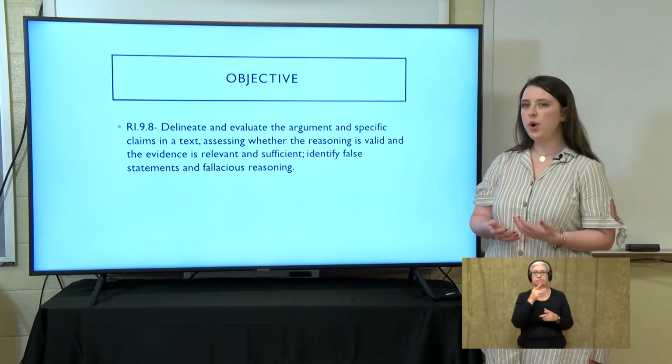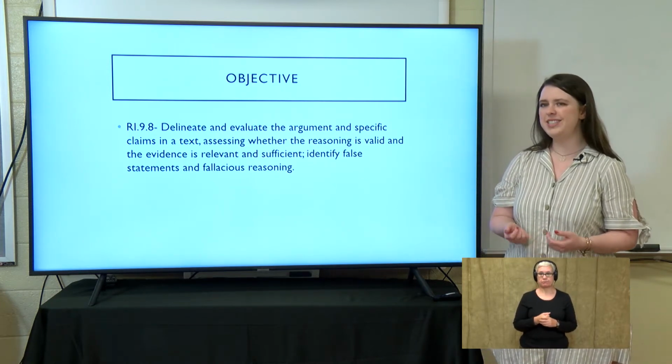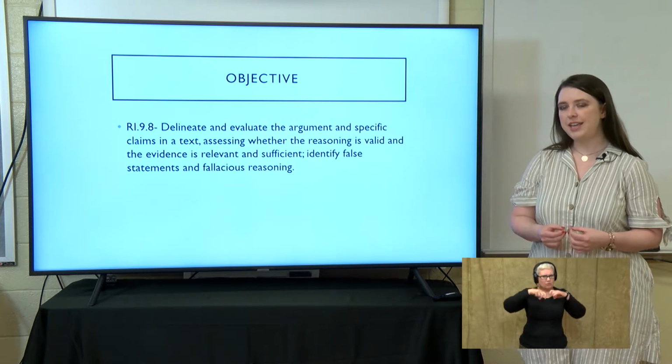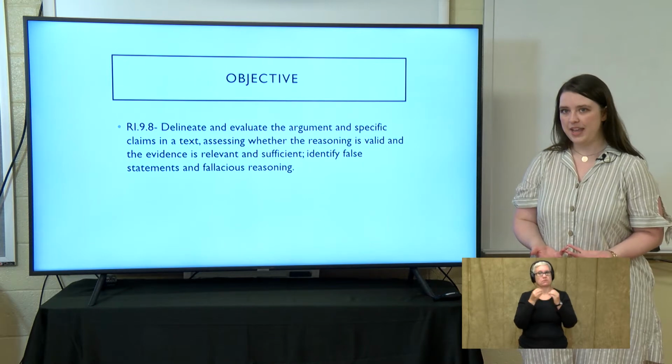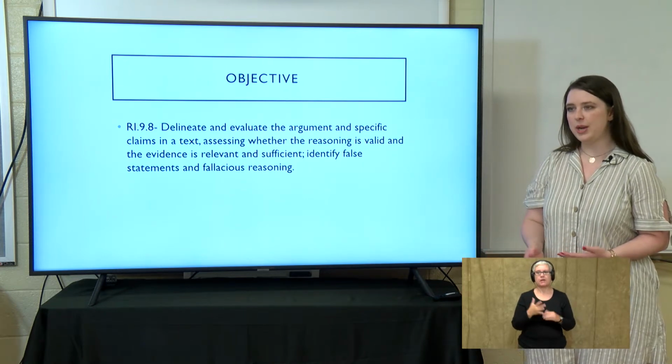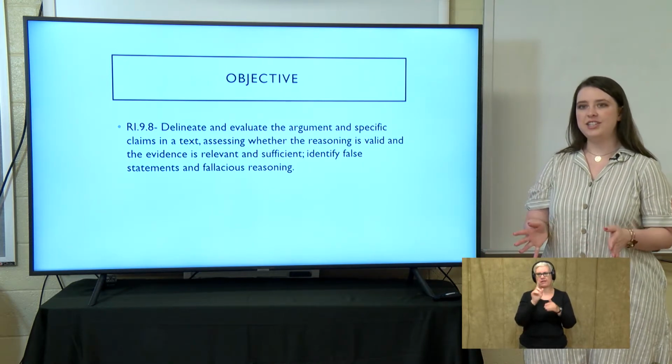Okay, so what we're going to do today is we're going to dig a little bit deeper into a text that is very effective. And in fact, we'll talk about that when we get to it. But before we get there, I'd like to do just a brief review of what we went over last week and what you should be looking for as you're doing this standard this week.